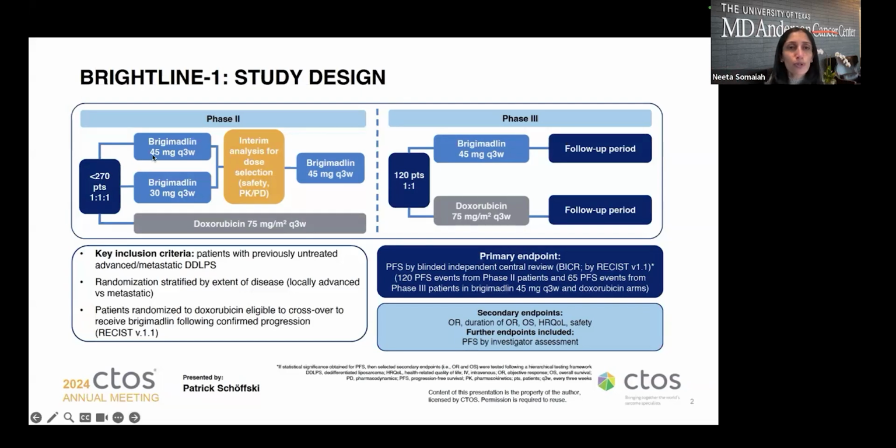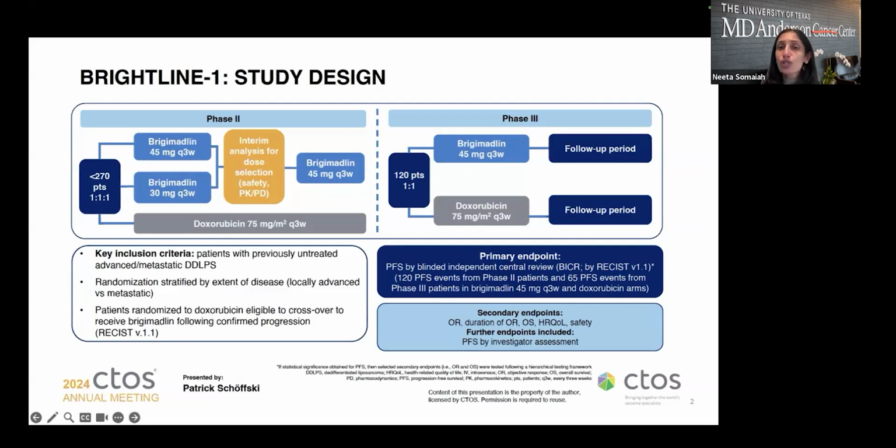Now, the phase 2 was almost like the initial part of phase 3. The FDA wanted them to look at 2 different doses. Both were identified as safe from the phase 1, and then choose the winner among them to actually move forward in comparison against doxorubicin. Doxorubicin is given IV every 3 weeks, and this is an oral drug given every 3 weeks. First there were less than 270 patients, and then an additional 120 patients added once we identified the 45 milligrams to be the best dose to move forward.